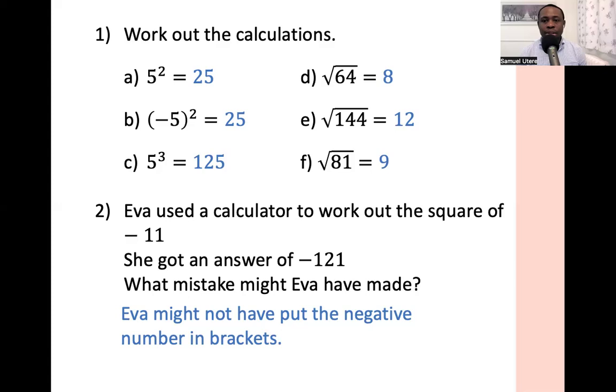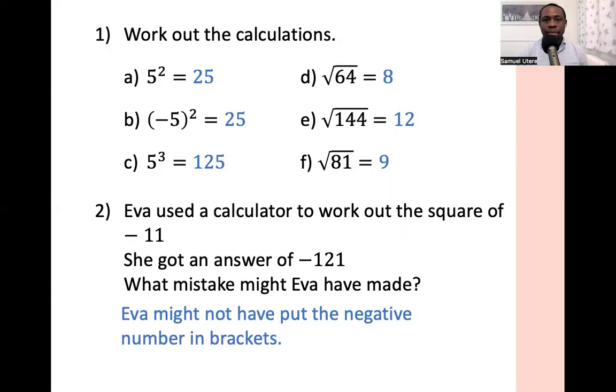If I use the calculator to work out the square of negative 11, she got an answer of negative 121. What mistake did Eva make? Eva may not have used the brackets to hold the negative 11 before squaring.